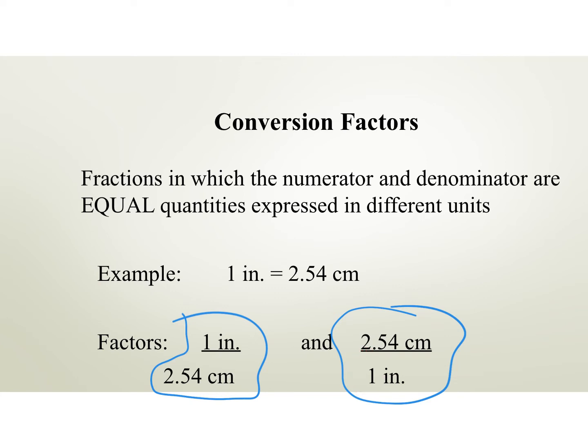When we do practice problems, I'll teach you how you know which number goes where. But when we write them, you're going to put it in fraction form. And the only key thing to think about is if it's in the numerator and denominator, these still have to be equal to each other. So 1 inch is equal to 2.54 centimeters.